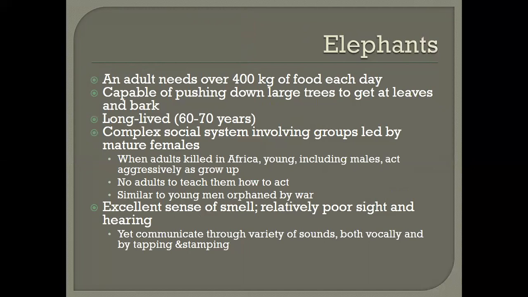and things like that. We will talk later when we talk about some of the social structures of mammals about how male elephants really do need a male to learn from. Otherwise, they don't develop appropriate behaviors. And they have a really excellent sense of smell, poor eyesight, poor hearing, and yet they communicate through sounds, including vocal sounds, and then tapping and stamping their feet.